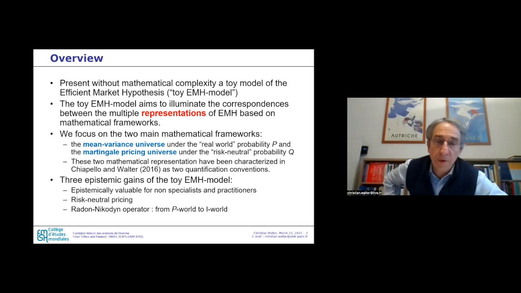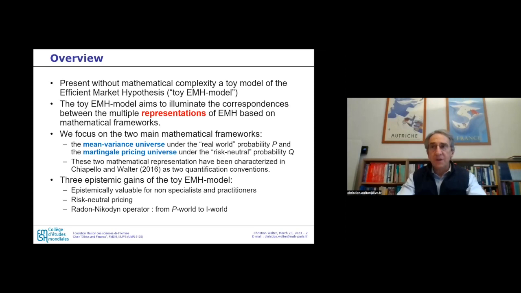And the third epistemic gain is the understanding of the passage, the way of moving from the P world to the Q world. And this movement is the key, in my opinion, to what is called the financialization of society and economy by the mathematics of finance.